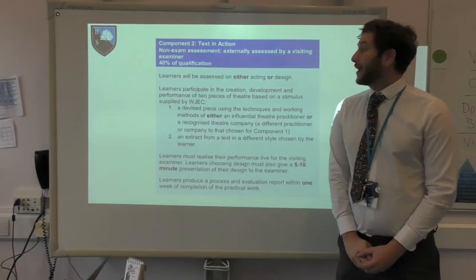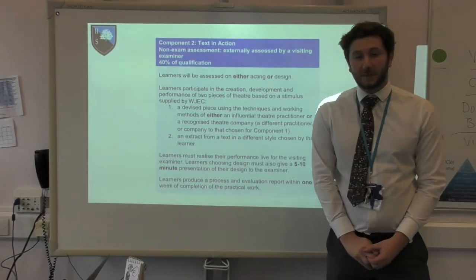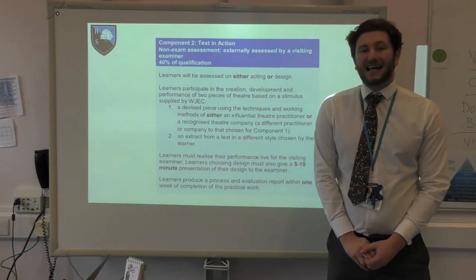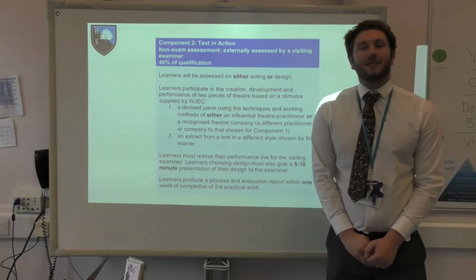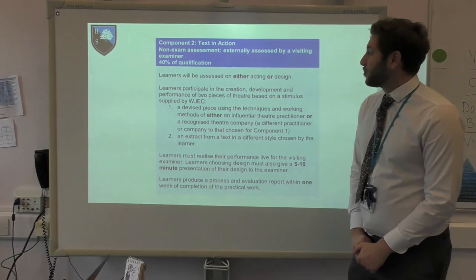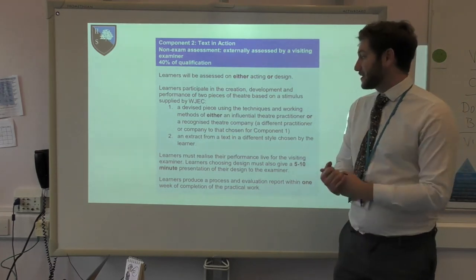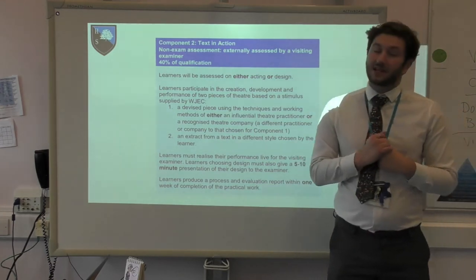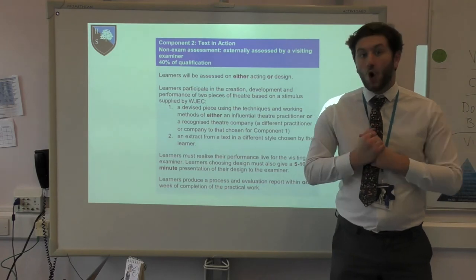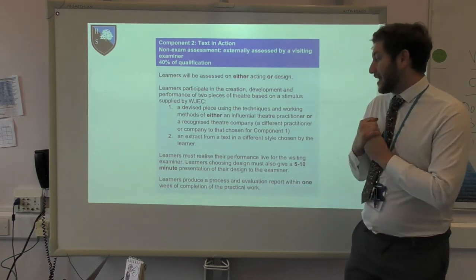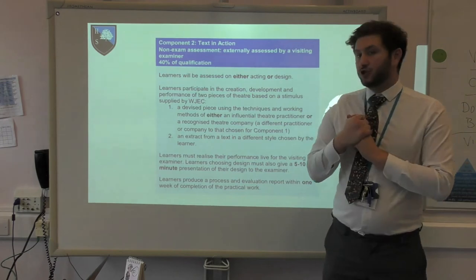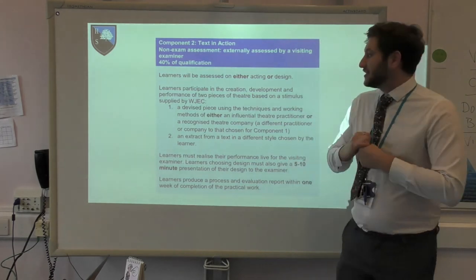For component 2, it's text in action. This is 40% of the qualification, and it will be assessed by a visiting examiner in year 13. You will perform 2 pieces, a devised piece, using the techniques and working methods of an influential theatre practitioner or company, and a text in a different style chosen by yourselves.